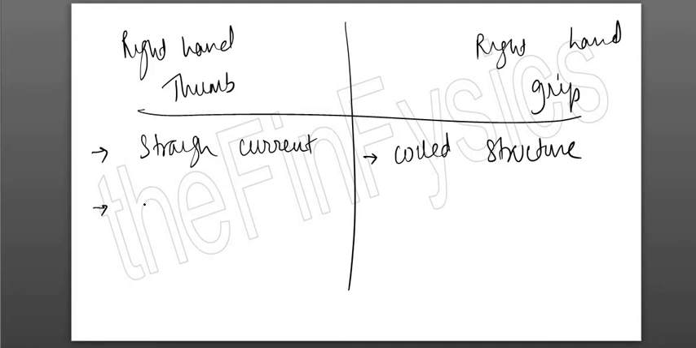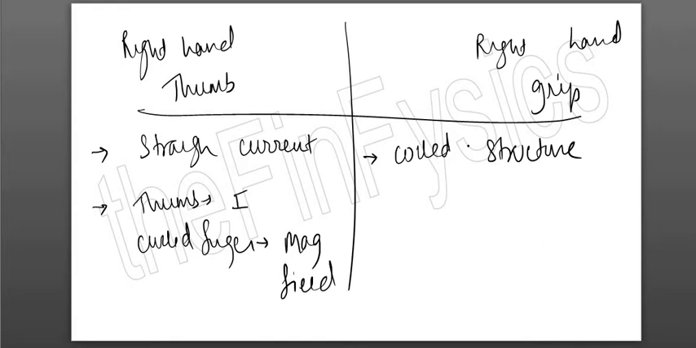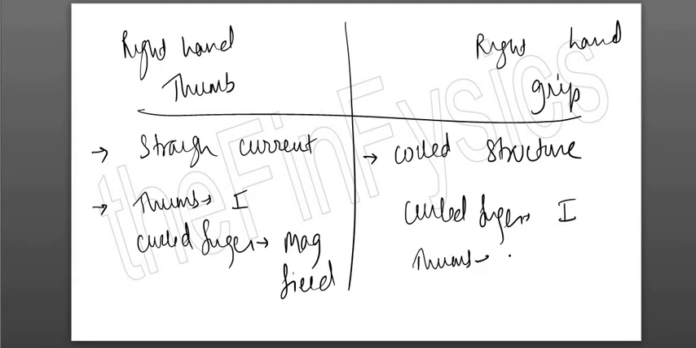In right hand thumb rule, the thumb indicates the direction of current and the curled fingers indicate the direction of magnetic field. Over here it's the other way around. Over here the curled fingers indicate the direction of current and then the thumb indicates the direction of magnetic field.